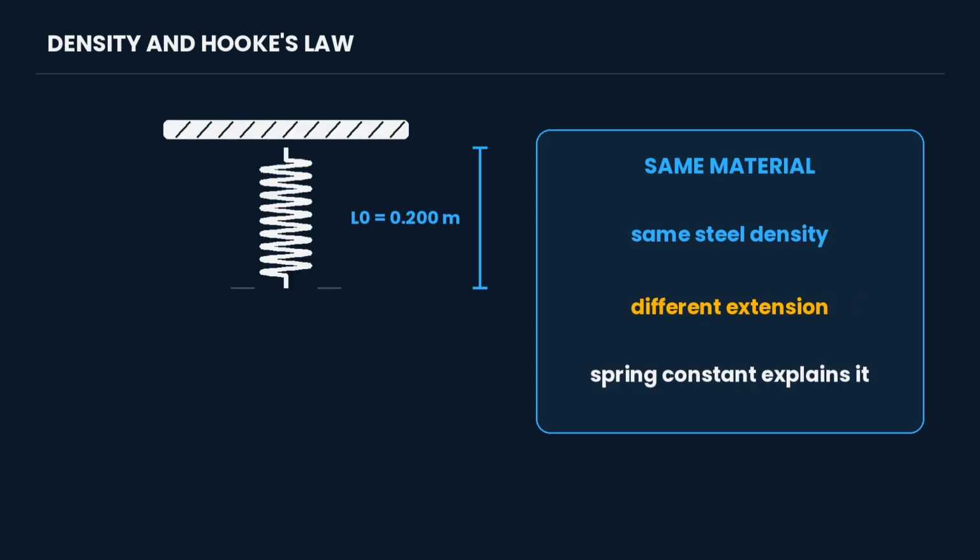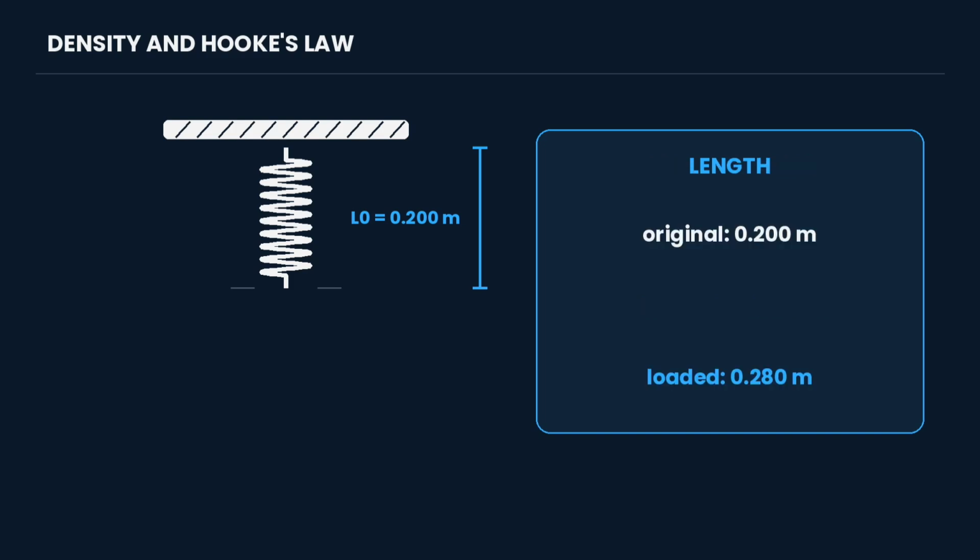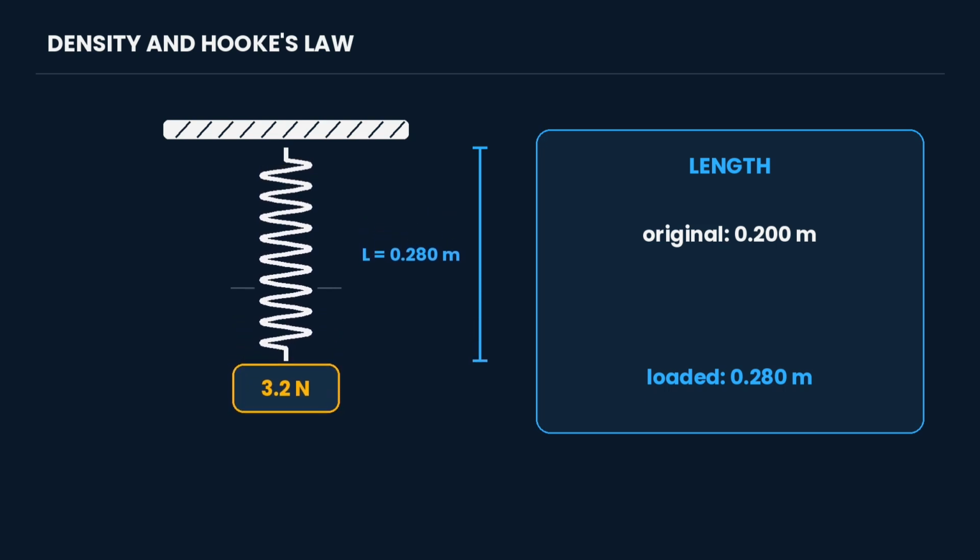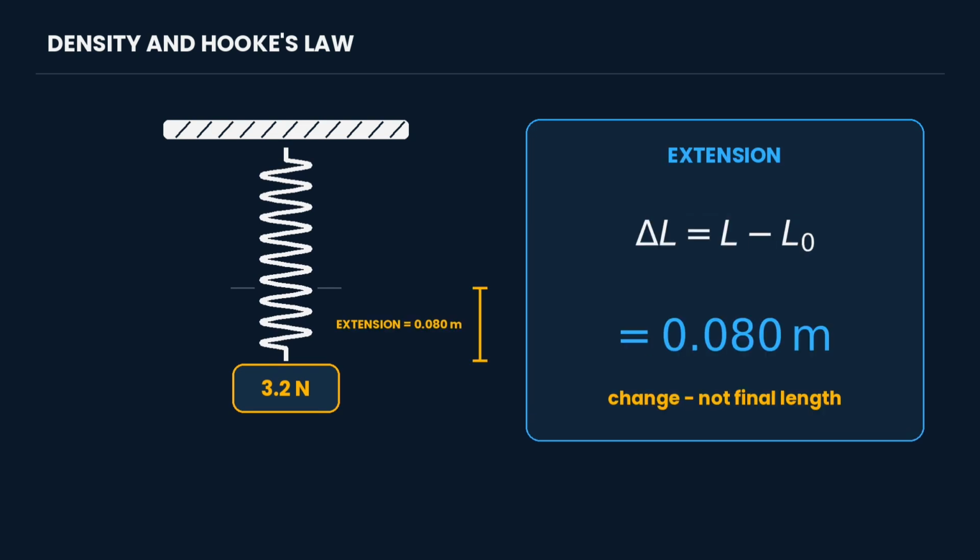The springs have the same material density. Their different extensions are described by the spring constant. The first spring is 0.200 meters long. Once a 3.2 Newton load has settled, the spring is 0.280 meters long. Delta L is the difference, 0.080 meters. Extension is the change, not the final length.